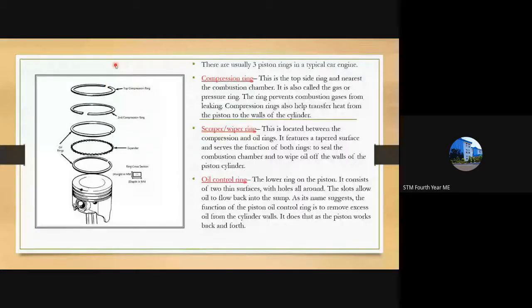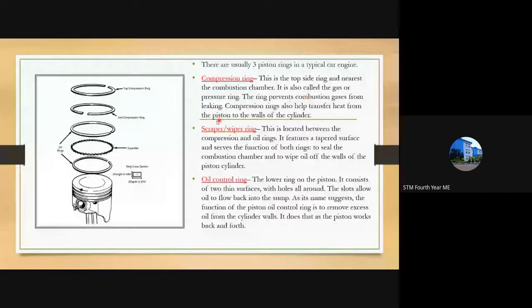So it will act as a pressure ring. It will not release the pressure downwards, but handle it inside the cylinder itself. So it is also called a pressure ring or a gas ring. Then the ring prevents combustion gases from leaking.